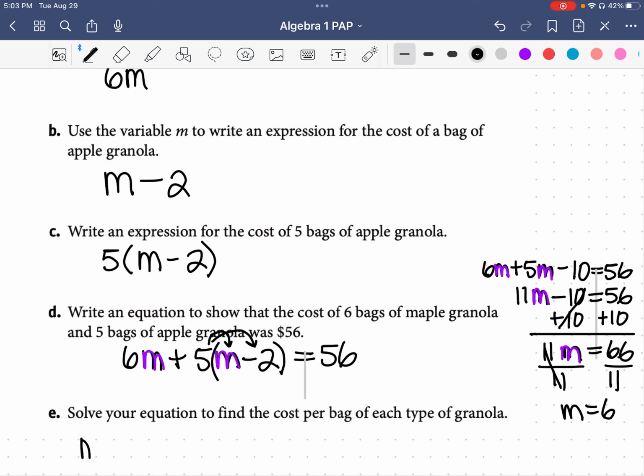That means my maple granola costs $6 and my apple granola costs $4 because it is 6 minus 2, right? $2 less.